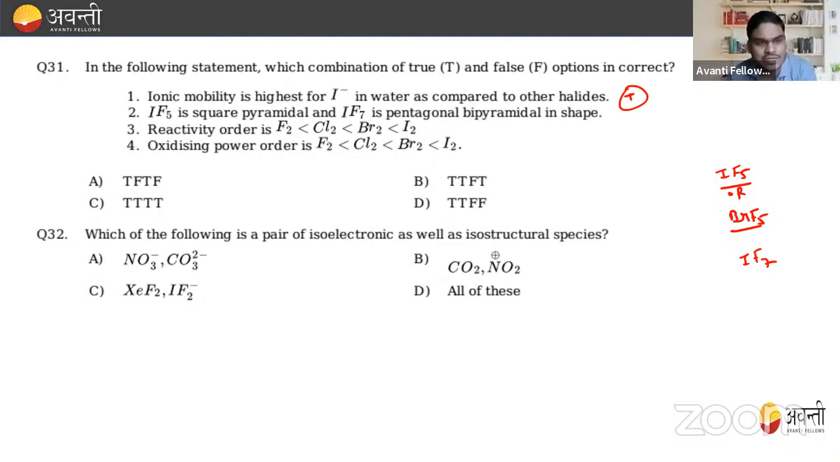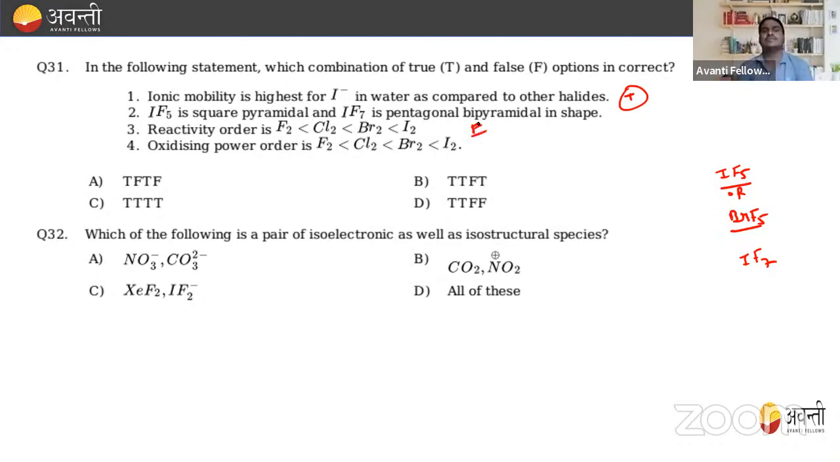Next, move to the third statement, beta, that is the reactivity order. This is not the correct reactivity order, because we know that in the reactivity order of non-metals, if we talk about the halogen family, fluorine is much more reactive as compared to chlorine, bromine, and iodine. So this is an absolutely false statement.